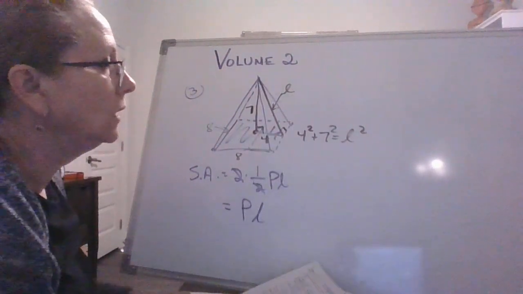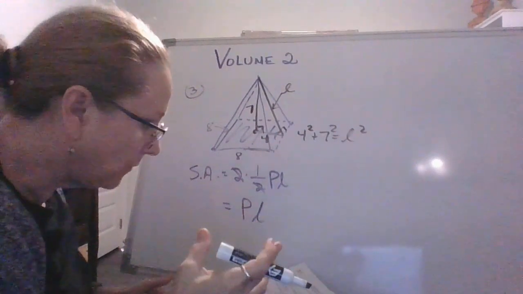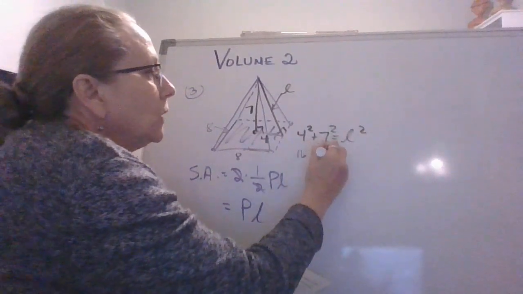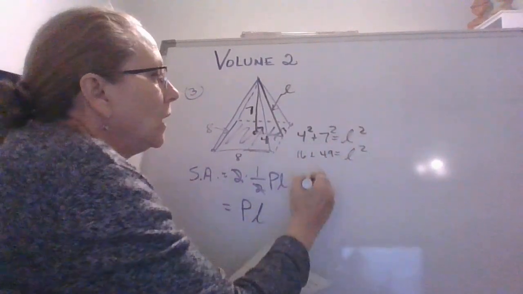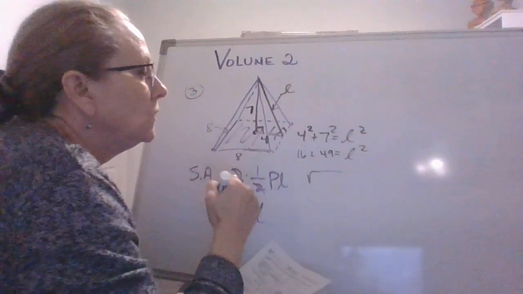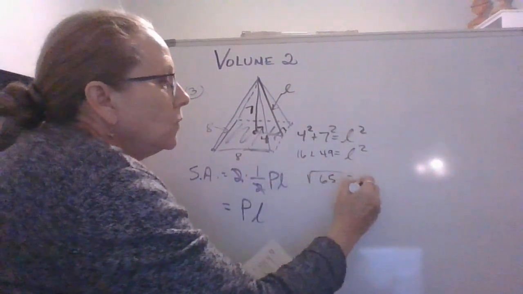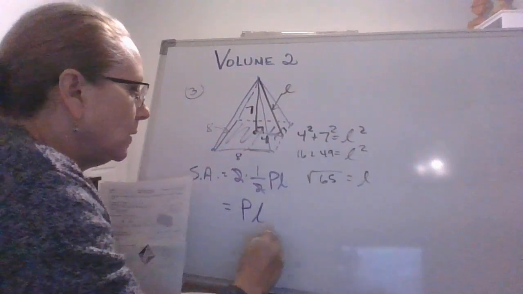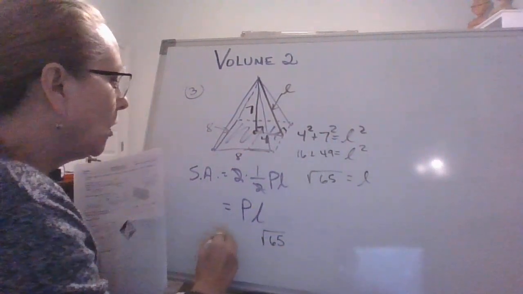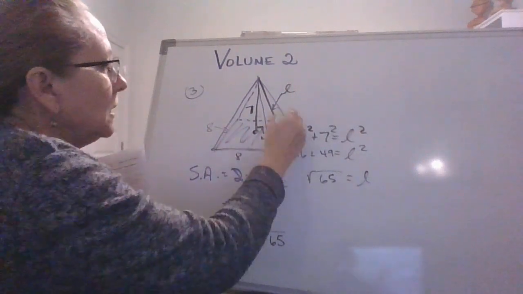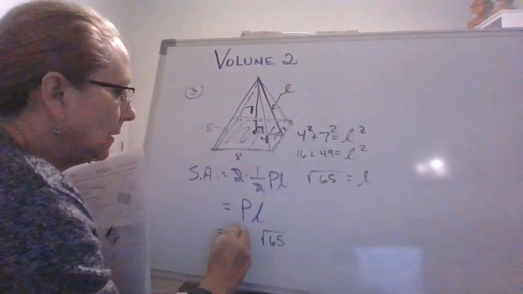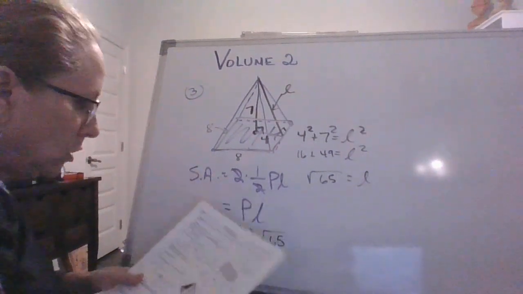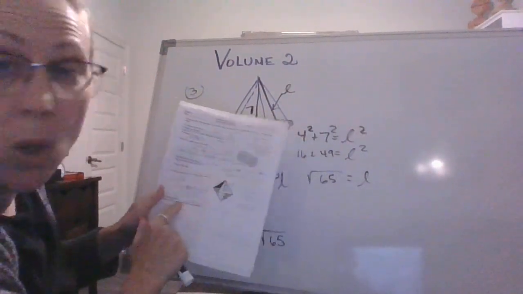So continuing, now that I've got that, this is 16 plus 49 equals L squared. Add those together, 65. So our L value is the square root of 65. So I can just put square root of 65 right there. And our perimeter is the distance around our base, which is 4 times 8. And then multiply it all out, and we get to the nearest whole number.